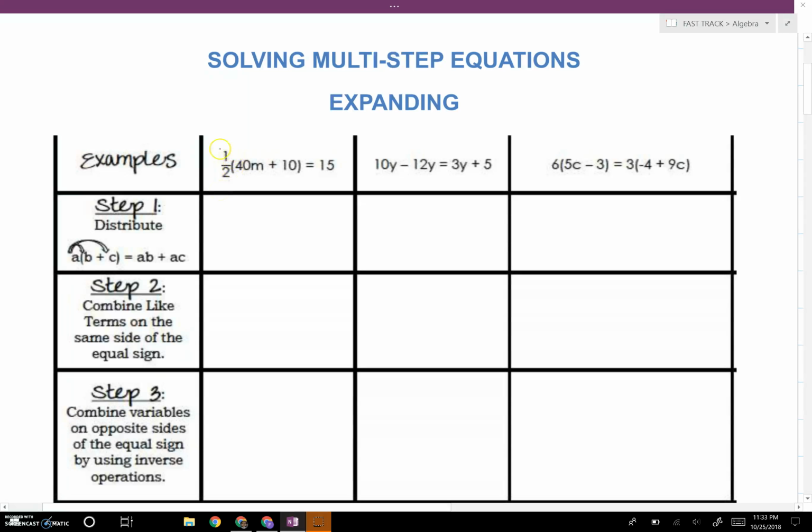Distribute. So there's a half here in front. We're going to distribute that. So half times 40 is 20m, plus a half times 10 is 5, is equal to 15. And then it says combine like terms on the same side. So that means 20m is equal to 15 minus 5.